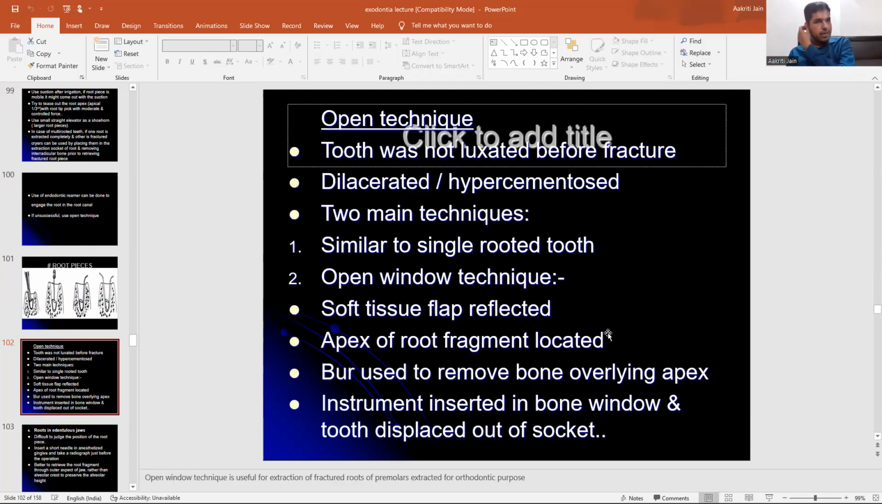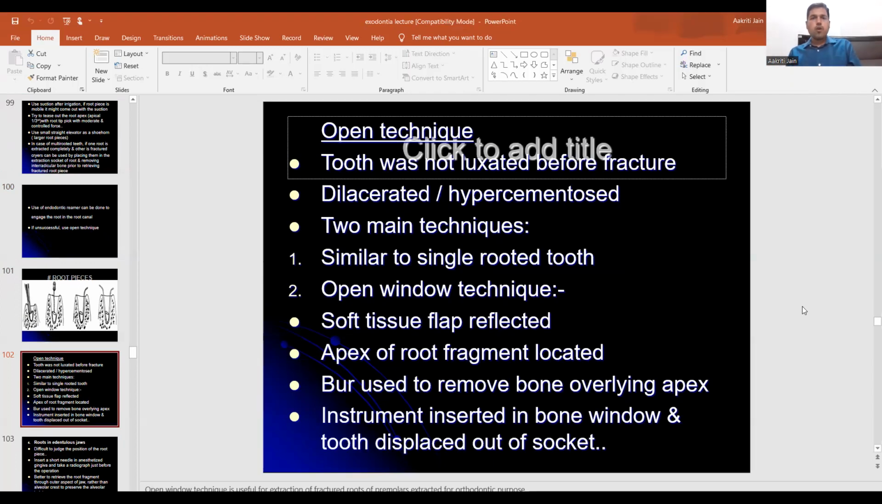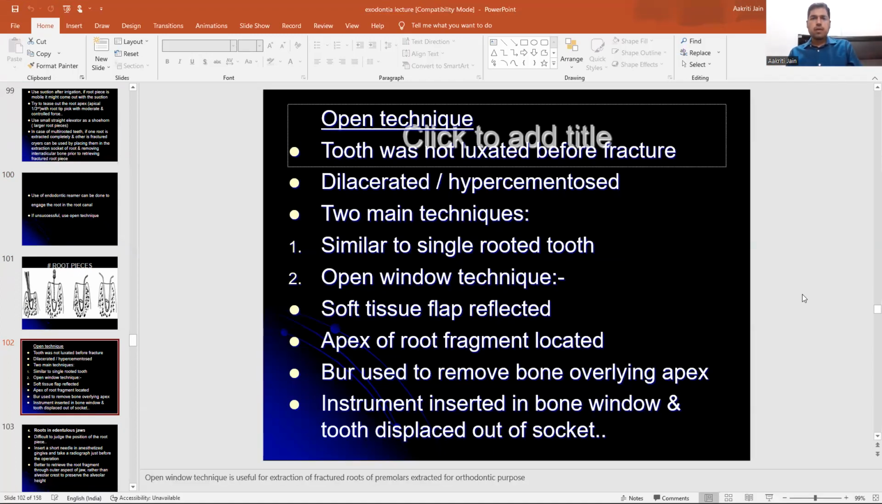Now to the open technique. It is used when the tooth was not luxated before fracture, or is dilacerated or hypercementosed. There are two main techniques: the single tooth root technique, and the open window technique. In this, the soft tissue flap is reflected and the apex of the root fragment is located. A bur is used to remove the bone overlying the apex. An instrument is inserted in the bone window and the tooth is displaced out of the socket.